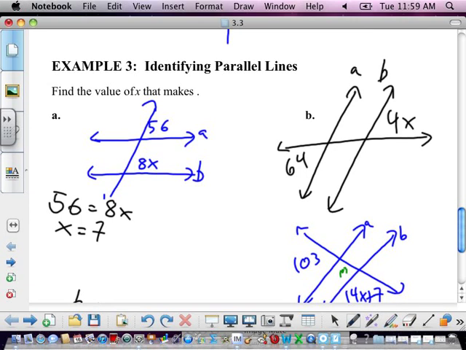All right, what kind of angles are in B? 4x and 64 are what? Are they in the interior or the exterior? Exterior. Are they alternate? Yes. So they're alternate exterior angles. So to use the alternate exterior angle converse, we set them equal to each other. They're congruent. So x equals 16.